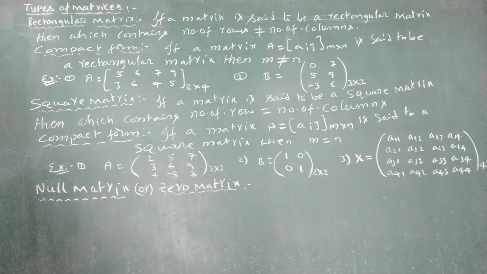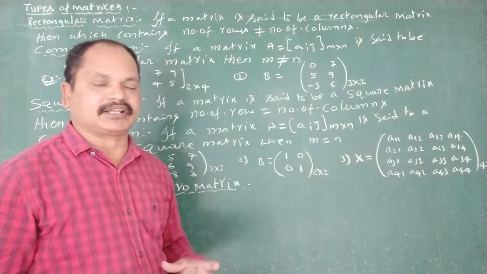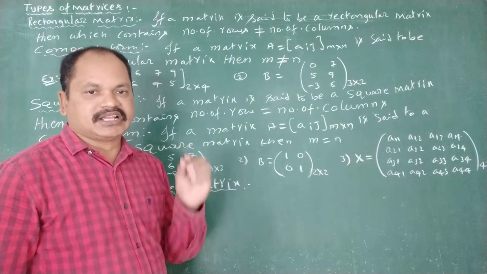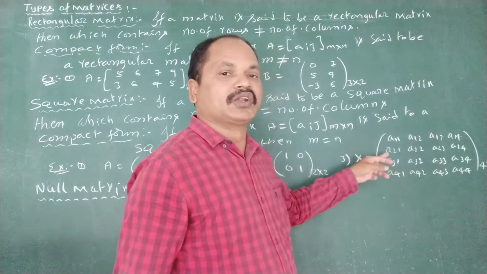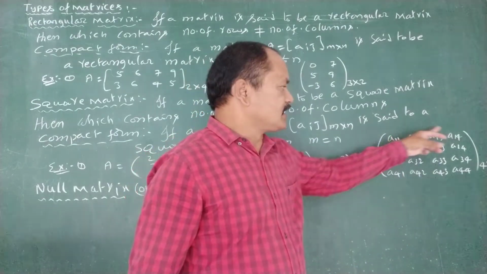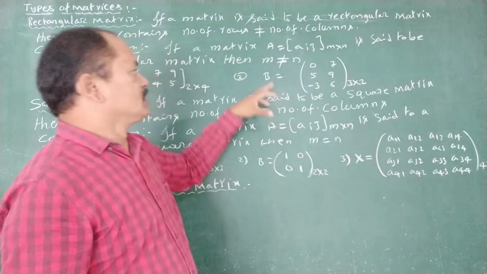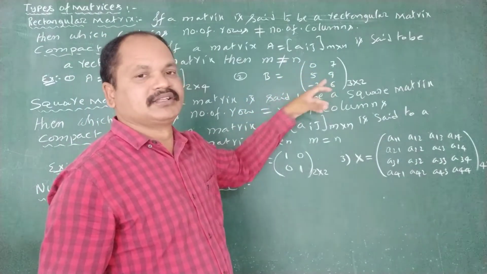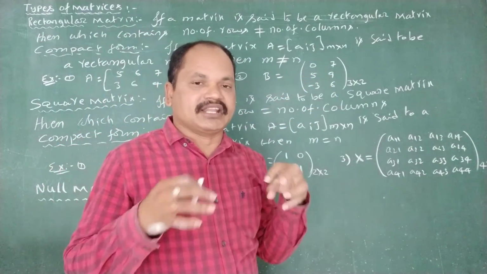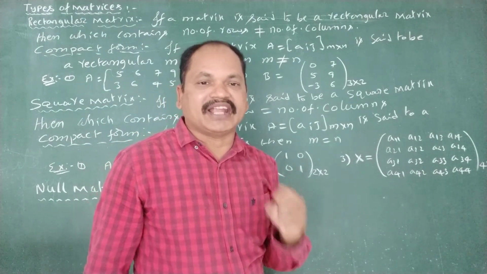If a matrix is said to be a null matrix or zero matrix, each element or each entry in the matrix is 0. That means suppose we take a matrix. Observe, these elements are also called entries. What are the entries here? 0, 7, 5, 9, minus 3, 6. That's why elements involved in the matrix are called entries.